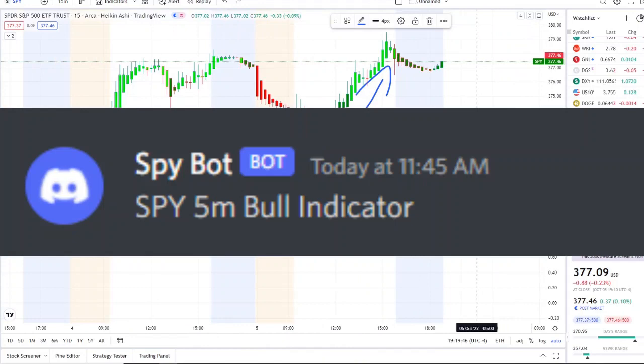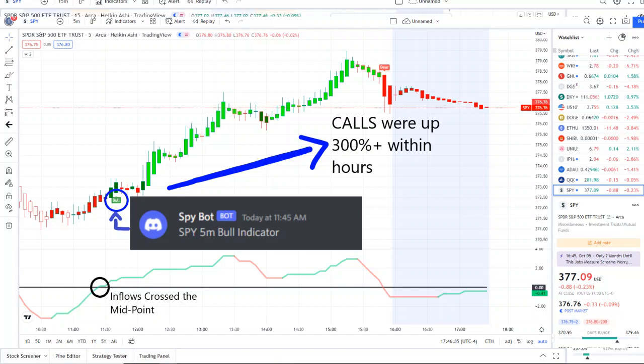And our SPY bot since 11:45 a.m. sent out a bull indicator, and from that moment forward, inflows picked up, crossed the midpoint with strength, and call options went up 300% plus within hours, guys.